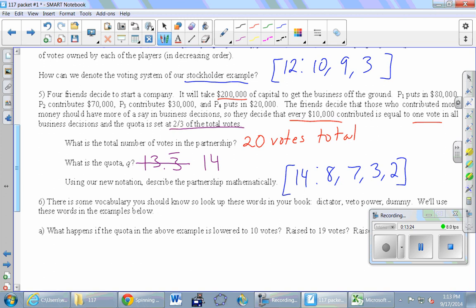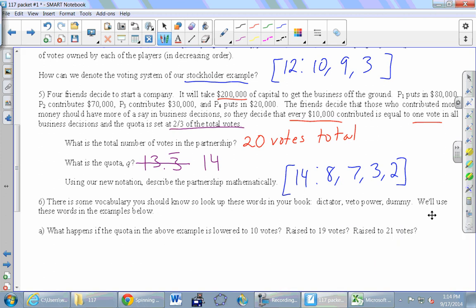Yeah. Okay, 6 talks about some vocabulary. We're not going to write down all the formal definitions, but we'll mention some of these words now. Dictator, veto power, and dummy. Let's look at part A here. We'll go back to Eric for A.